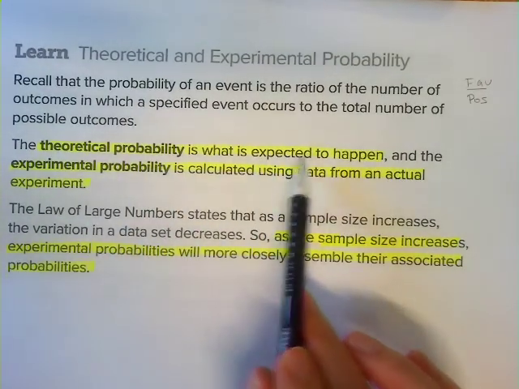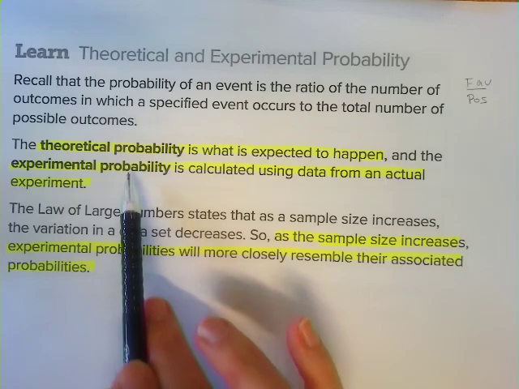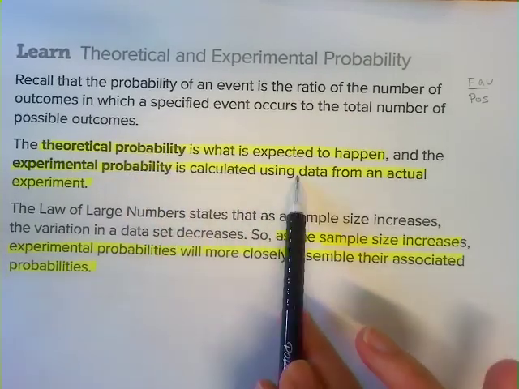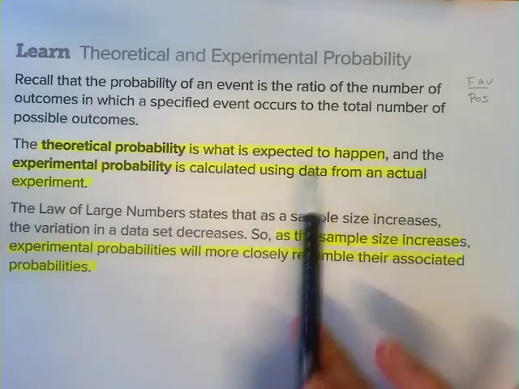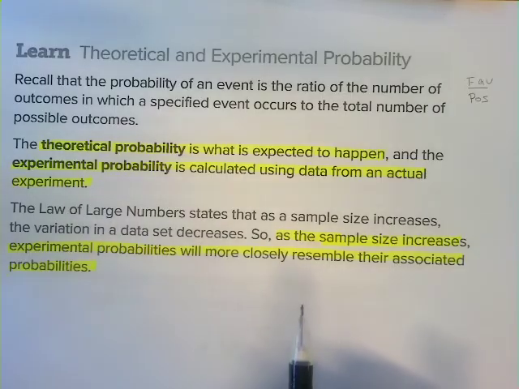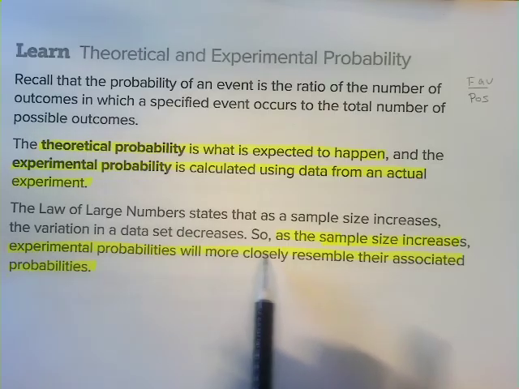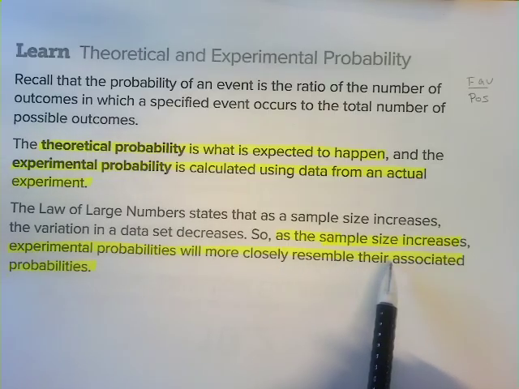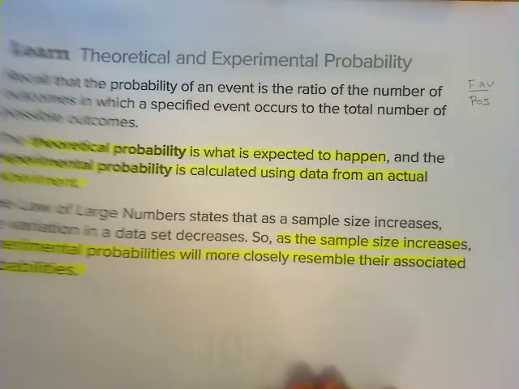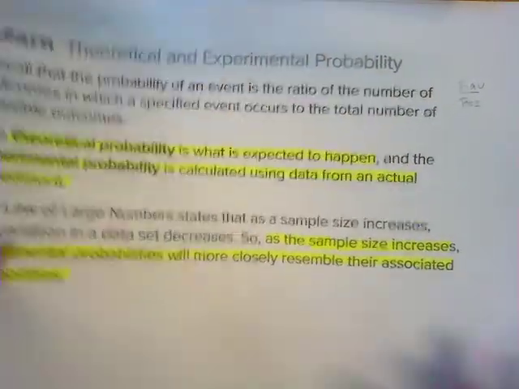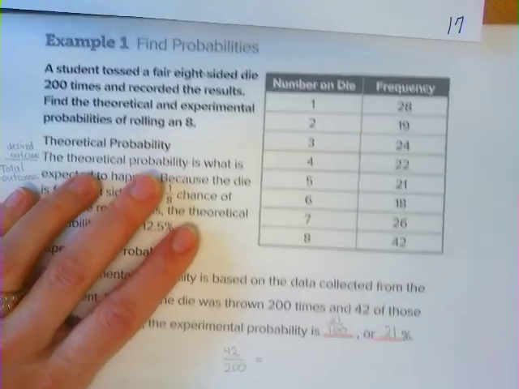Theoretical probability is what is supposed to happen. Experimental probability is the probability that is calculated from an actual experiment. Something we know is that as the sample size increases, experimental probabilities will more closely resemble their associated theoretical probabilities. So you want to make sure you're using a pretty decent sample size. Okay, let's try example number 1.